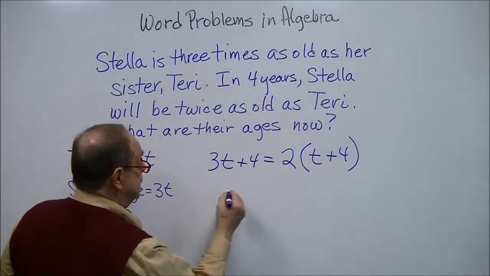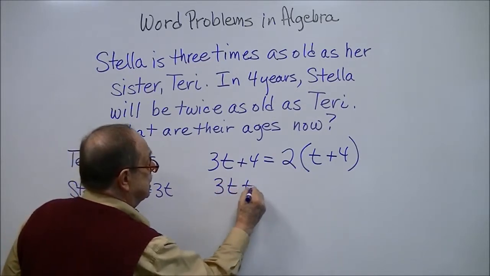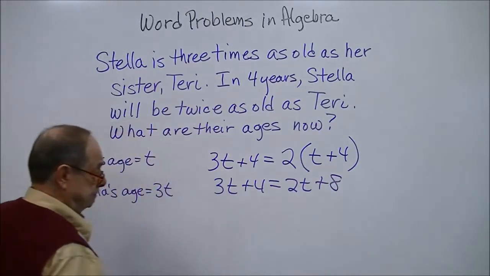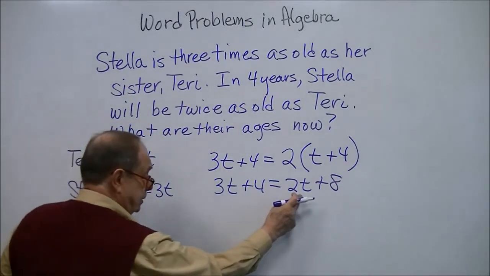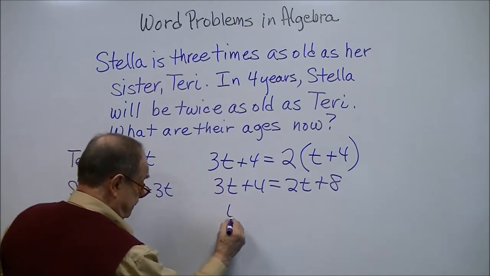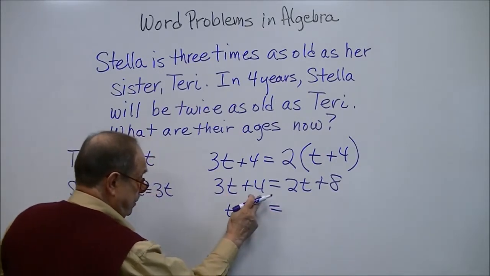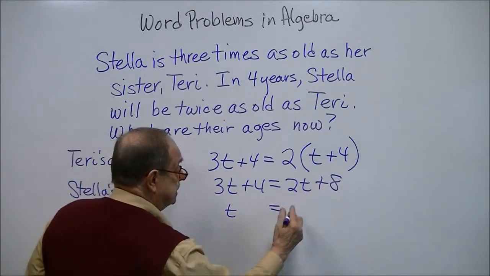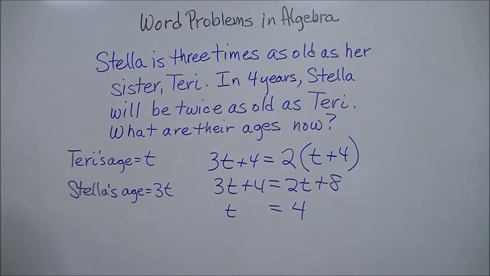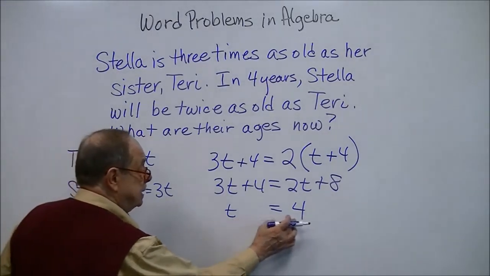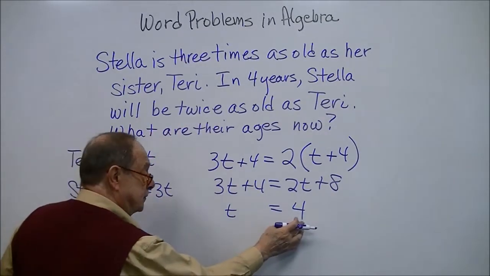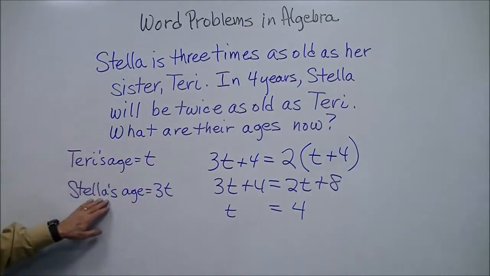So we have to get rid of parentheses: 3t plus 4 equals 2t plus 8. We're going to subtract 2t from both sides. This leaves us with a t. We're going to subtract 4 from both sides. That leaves us with a 4. So now that we know what Terry's age was back when it started, it was 4 years, what will Stella's age be?